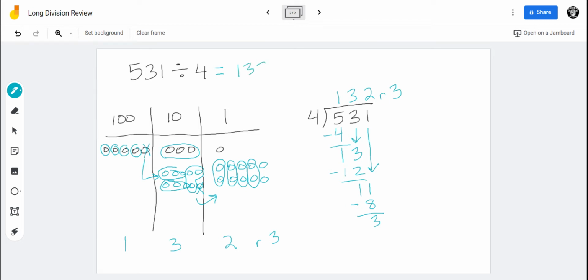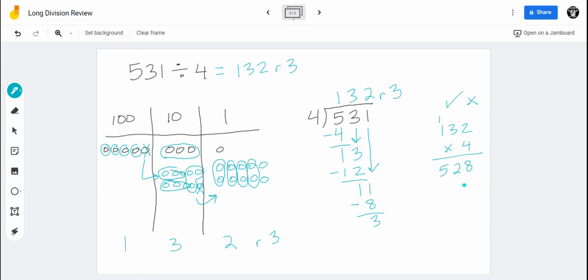So 132 remainder 3. Now let's do the check answer with multiplication over here, only it's a little trickier this time because we have a remainder. So first thing I do is I take my quotient of 132 and multiply it by my divisor. So I'm going to say 132 times my divisor, which is 4. Okay, 4 times 2 is 8. 4 times 3 is 12, carry the 1. 4 times 1 is 4, plus 1 is 5.